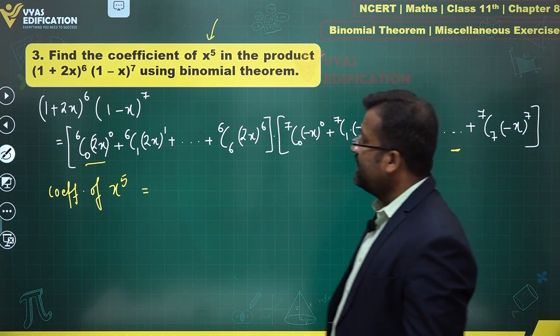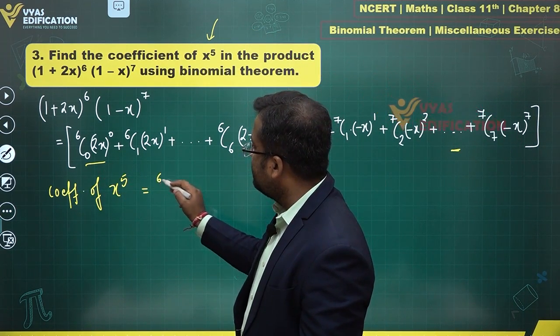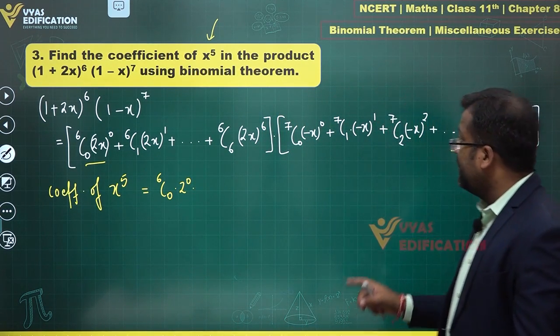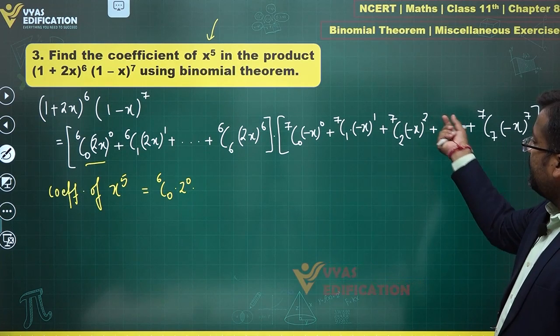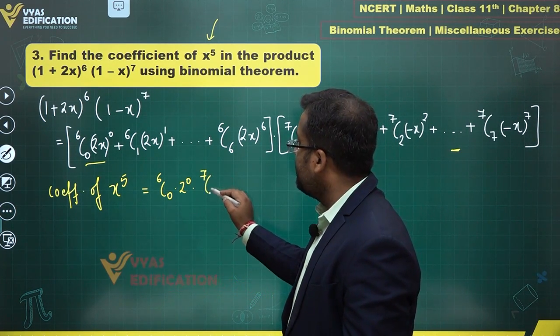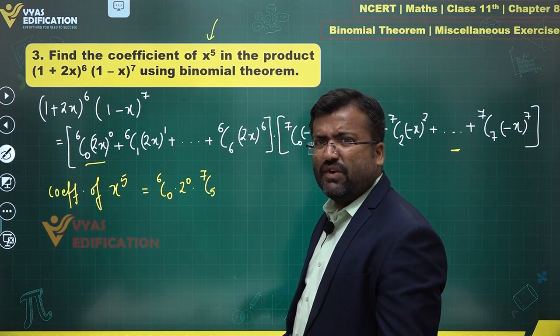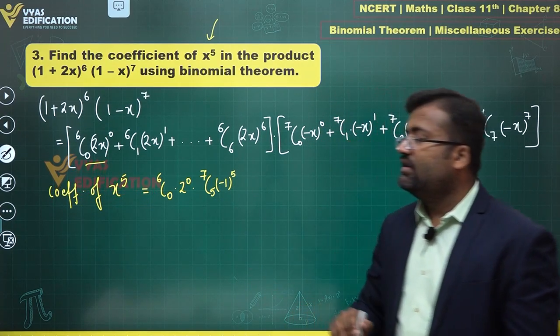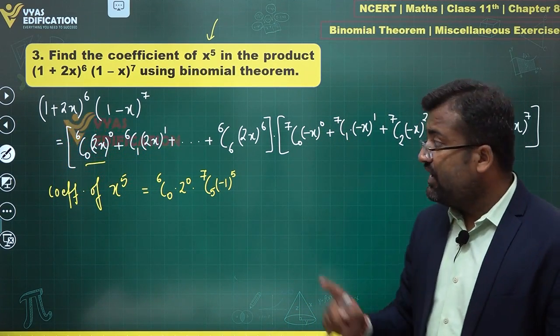The coefficient of x power 5 will be 6c0 times 2 power 0 multiplied with 7c5 minus x power 5. That's what we are interested in. 7c5 minus x power 5 will actually be minus 1 power 5. This is what I'm interested in. This will be the coefficient of x power 5.